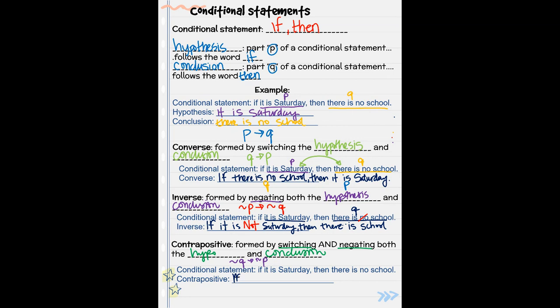So let's write our statement. If there is school, then it is not Saturday. Okay. Those are all of our statements that we're going to be looking at, writing, identifying.